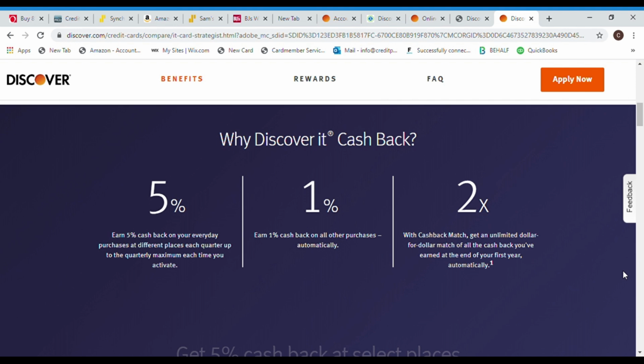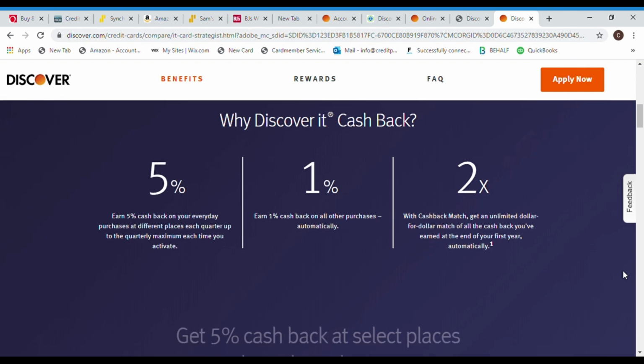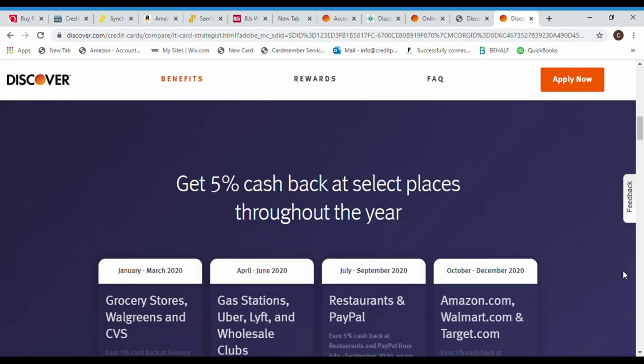But like I was mentioning, they have these 5% cash back categories up to the quarterly max. Each quarter, there's a different spend category. There's 1% cash back on all other purchases. And then at the end of the first year, they double your cash back match for the full year. So, in a sense, you're actually getting 10% back effectively.